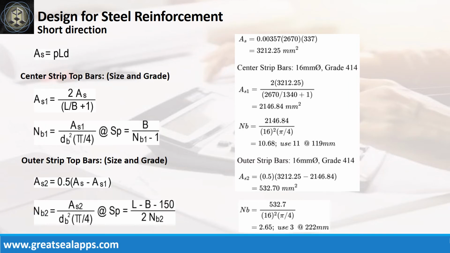Continue at short direction. Given Rho equals 0.00357, L equals 2670 mm, and D equals 337 mm, the area of steel for short direction bar is 3212.25 square millimeters, and the area of steel at center strip is 2146.84 square millimeters, and the number of bars for 16 mm bar is 11. The area of steel at outer strip is 532.7 square millimeters, and the number of bars for 16 mm bar is 3 on each side.